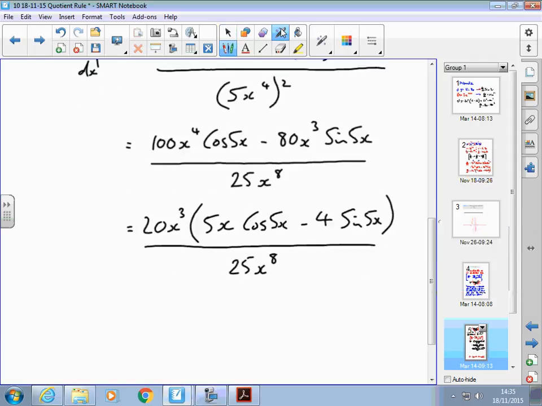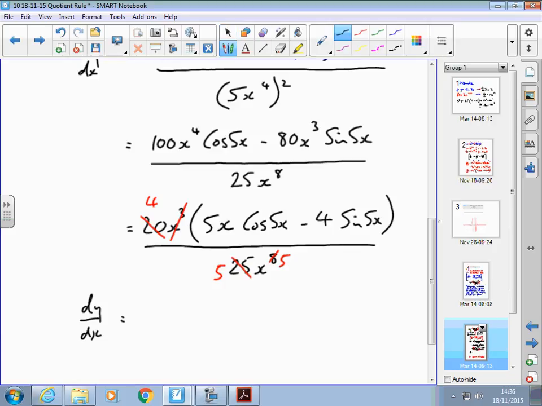Now, if we look at this, I've got one term multiplied by another, this whole bracket, over something else. So now I can cancel. 5 goes into 20 4 times, and 5 goes into 25 5 times. So I can replace them with a 4 and a 5. I've got x cubed on the top and x to the 8 on the bottom, so I can cancel out those 3 x's on the top with 3 of the x's underneath, leaving just x to the 5, so I can change that to a 5.